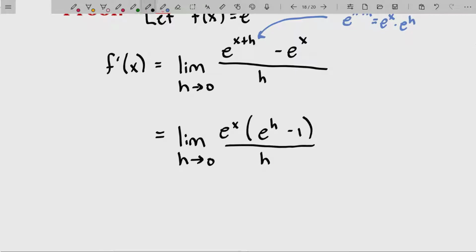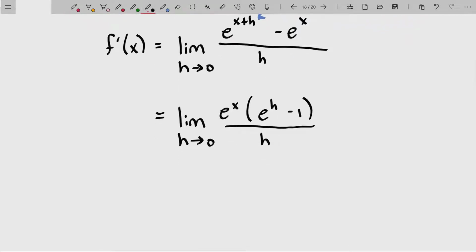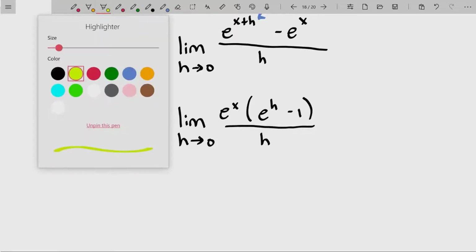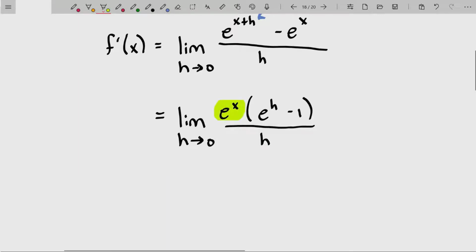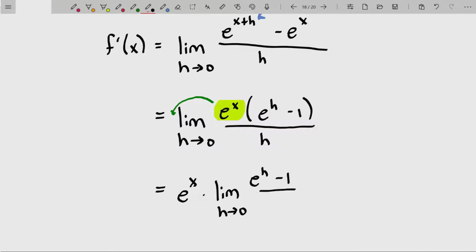Now, because e to the x does not involve h, let me just highlight that and show you what I'm talking about. Because this is not involving h, I can pull it outside of the limit. So I'll pull that factor outside the limit because it's not being affected as h goes to 0. So I'll just pull it out here. And we'll be left with a limit as h goes to 0 of e to the h minus 1 over h.